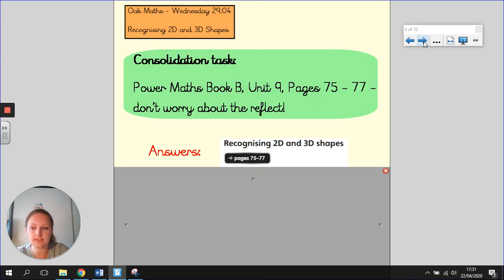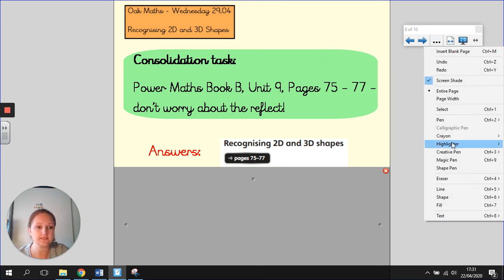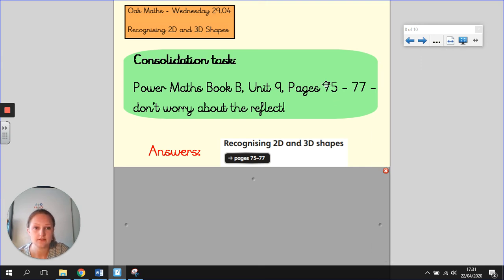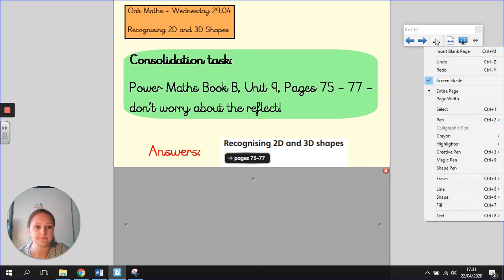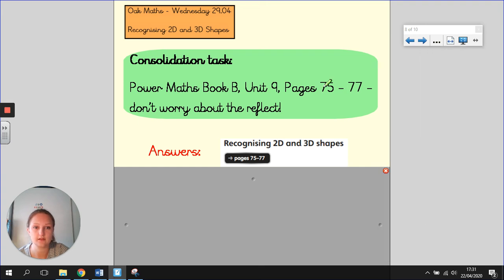When you've done that, I'd like you to get your Power Maths books out, please, and you need to find pages 75 to 77. I'd like you to go all the way up to question 4, but don't worry about the reflect because that's like the shape one you have already done. When you have had a go, I will take away the screen and you can check your answers. Don't forget to rag your work when you've had a go.